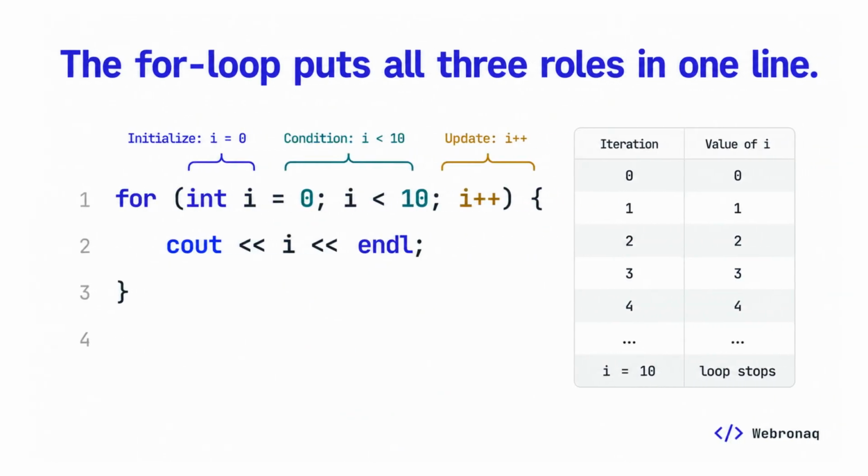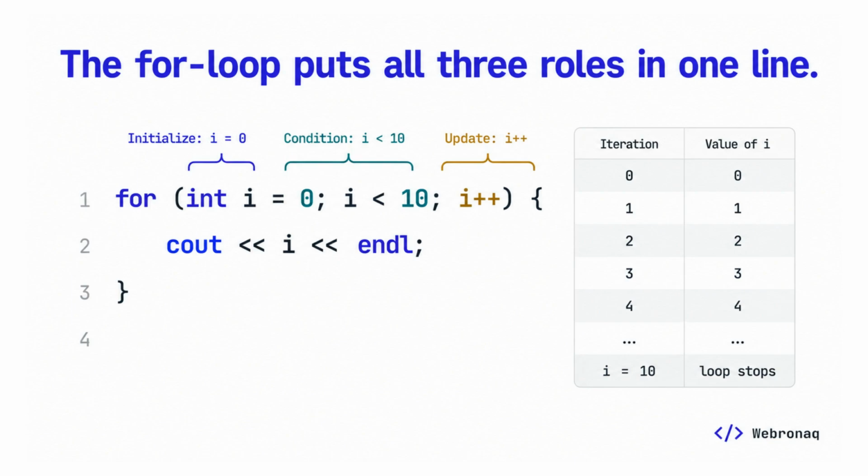Here is the for loop that brings those 3 roles together. The first clause, int i = 0, initializes the counter. The second clause, i < 10, is the condition checked before every iteration. The third clause, i++, updates the counter after every iteration. The body of the loop calls cout to print the current value of i, followed by endl to move to the next line. After the body finishes, i++ updates the counter.